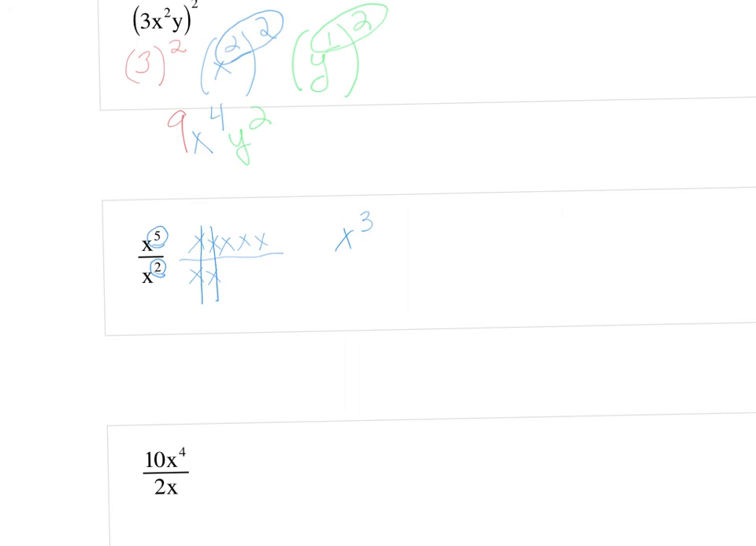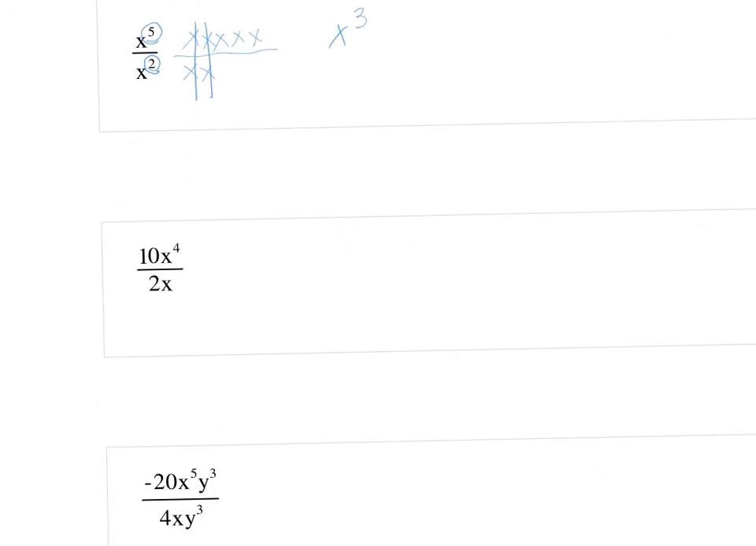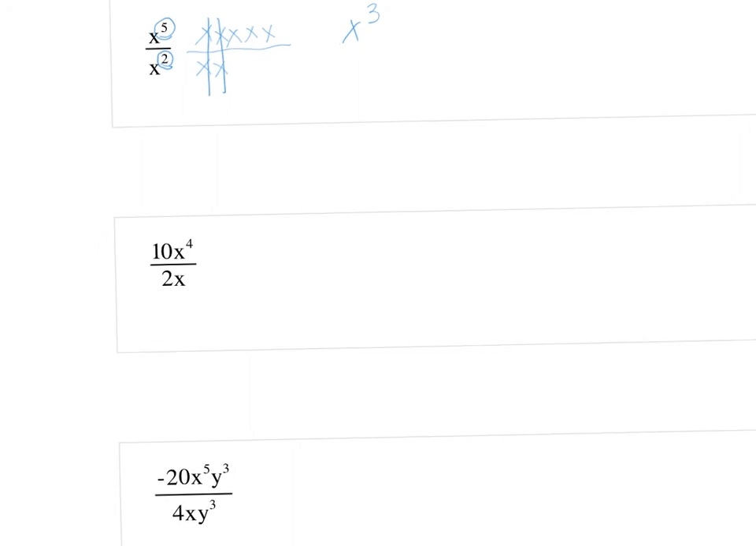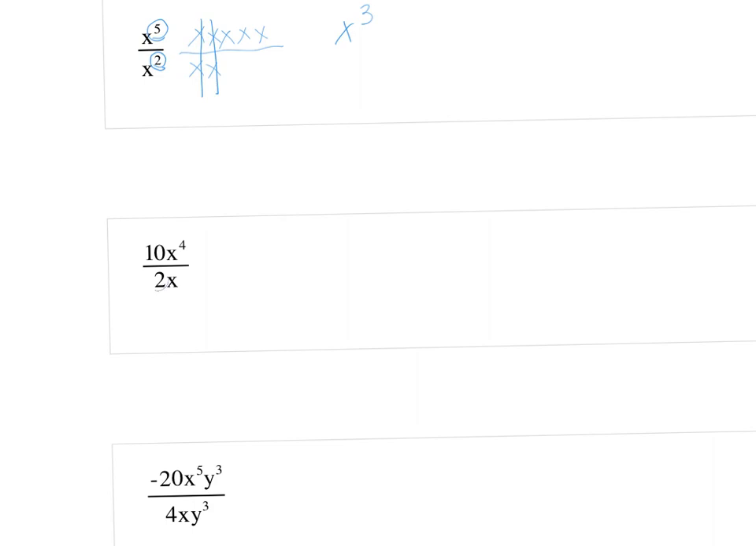My next example has a coefficient with it. And remember that coefficients do not have special rules. We follow the same thing that we always have with them. So we take our 10 and divide it by 2, and that'll give us a 5. And if we have x to the fourth over x to the first, that would give us x to the third.